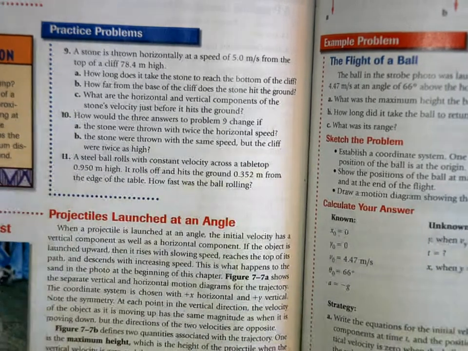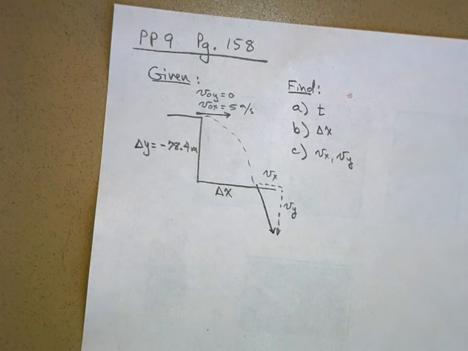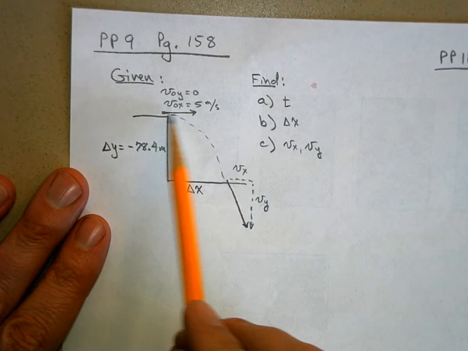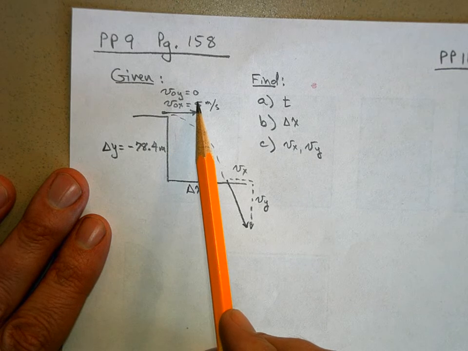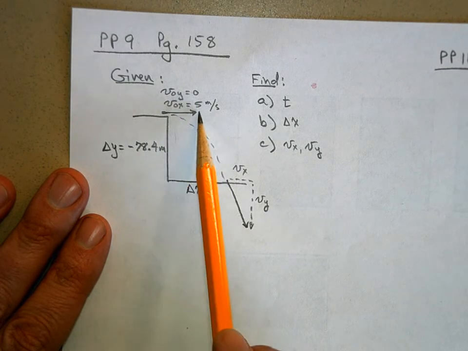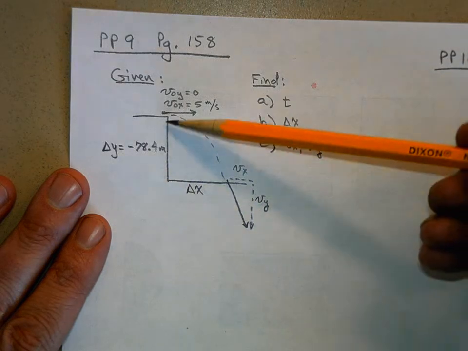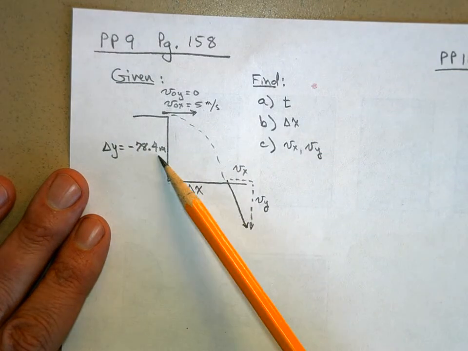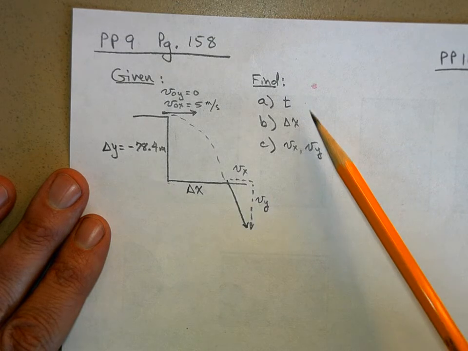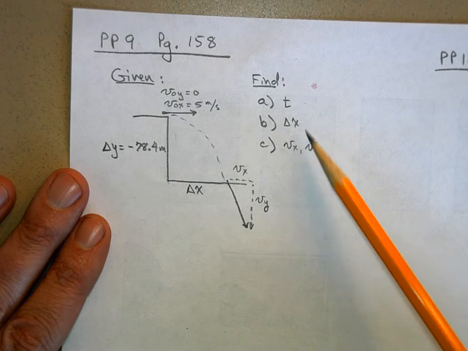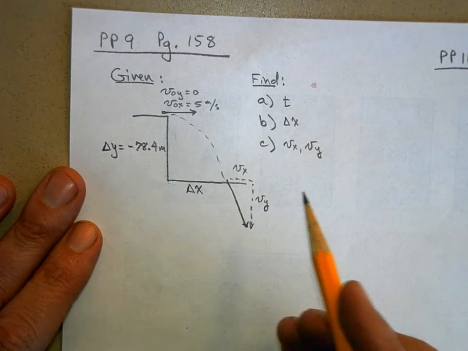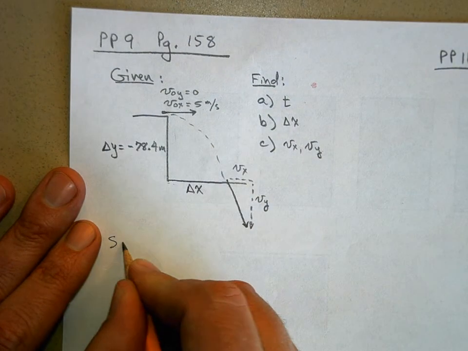So first, let's work problem number 9. And I've already set it up here with given, find, and solve. The stone is thrown horizontally. That means it has no initial velocity in the y direction. All its initial velocity is in the x direction, 5 meters per second. The stone will drop 78.4 meters, and we want to know how far it is going to go, how much time, delta x, and vx and vy. So first let's do part A.